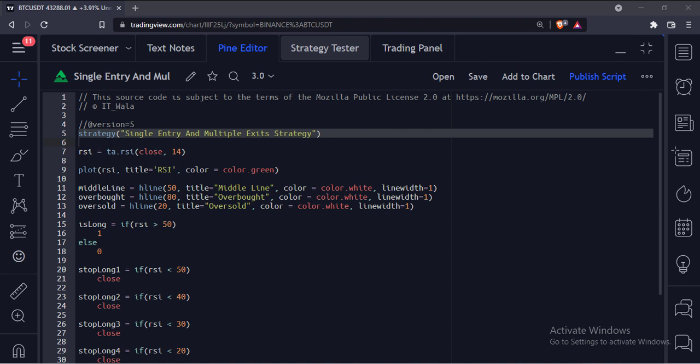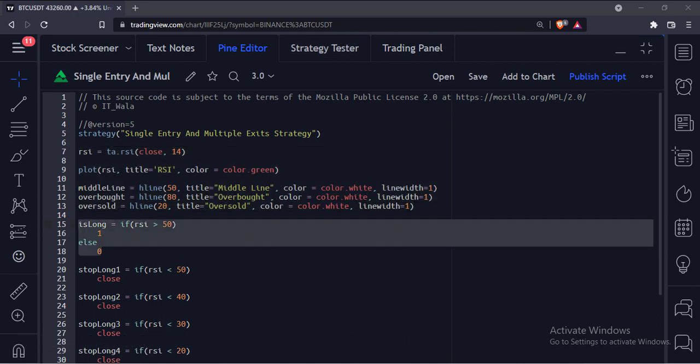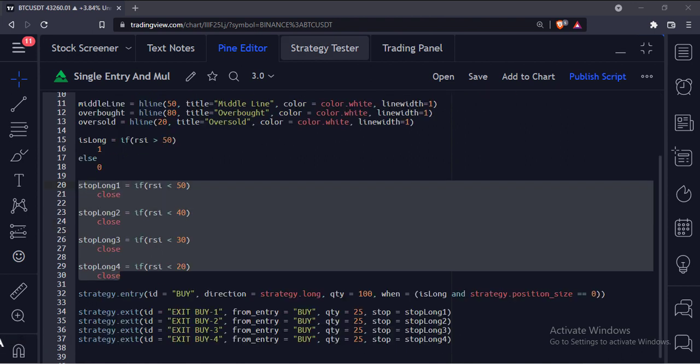This is the strategy function with name, single entry, and multiple exit strategy. Here we have calculated and plotted a simple RSI. We will use this as long variable for the strategy entry. If the RSI is greater than 50, we set its value to 1, else we set it to 0. So this is our single entry point.